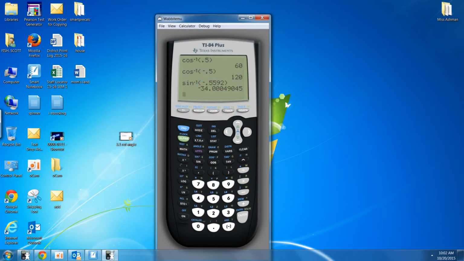And we're going to look at making sure I'm in the right mode. I want to be in degree mode.